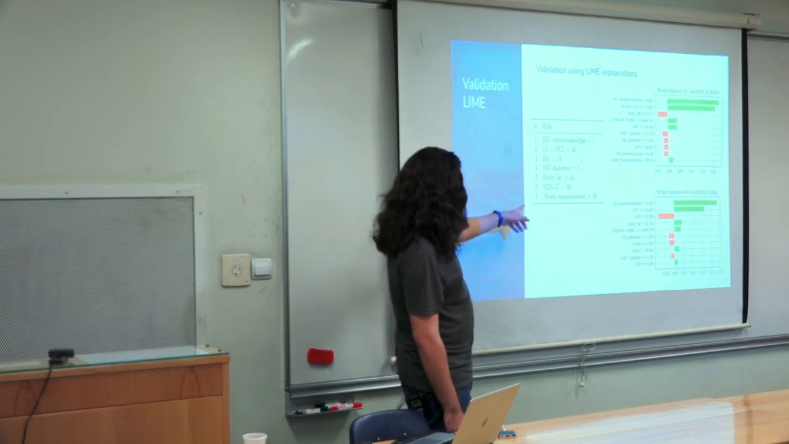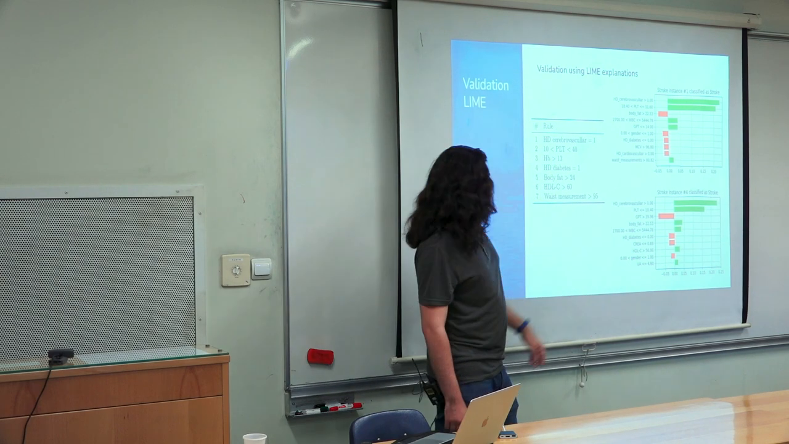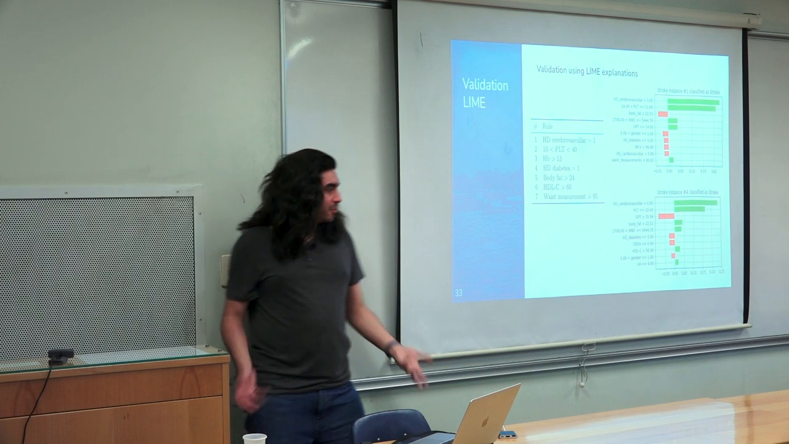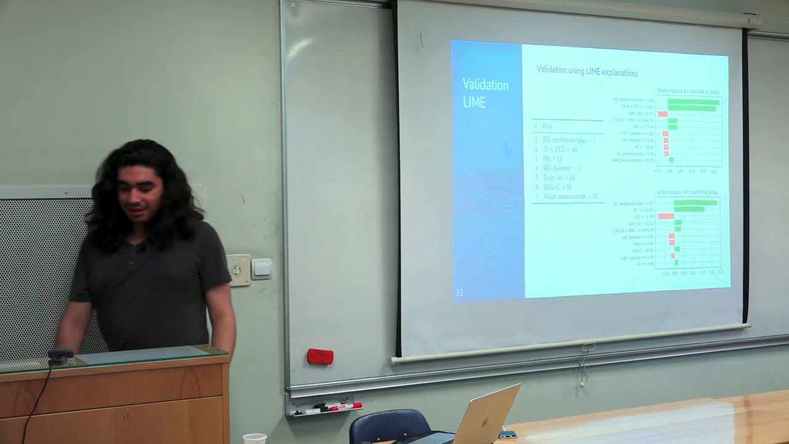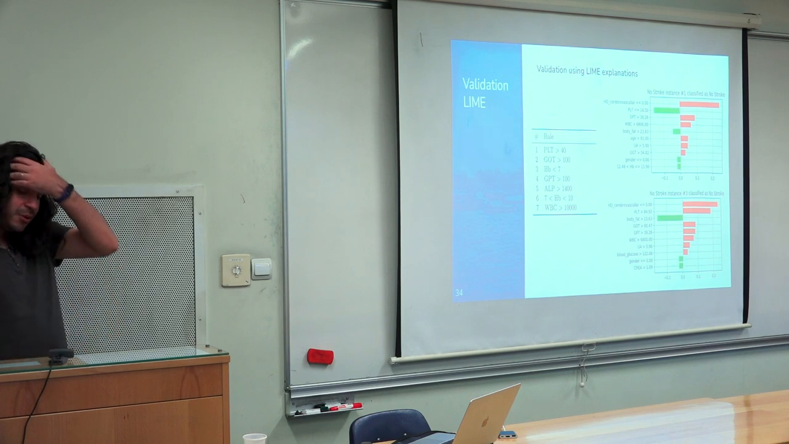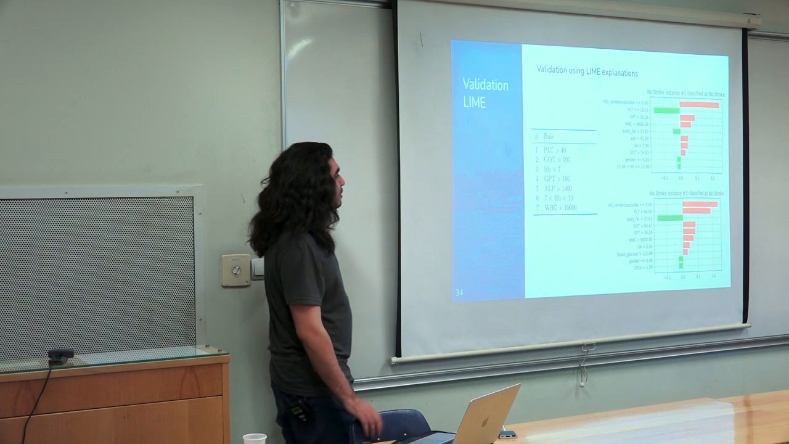the matches. For example, diabetes appears here and here, but not all of them match, and that is okay. This is expected because they are very different models. After, we can do the same for the other class, right? We have stroke and no stroke.